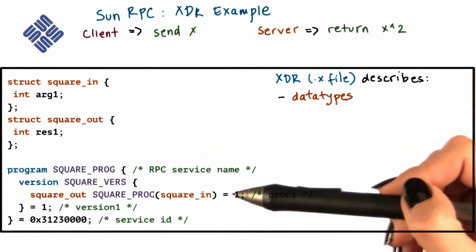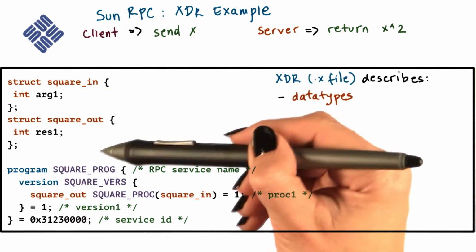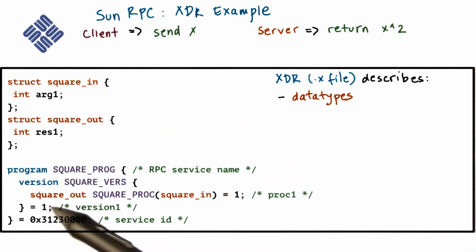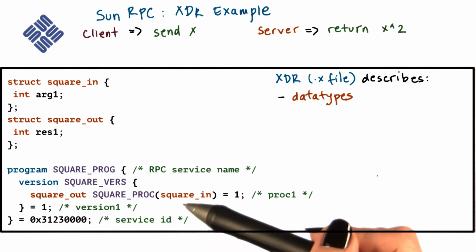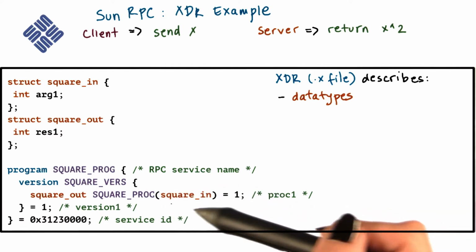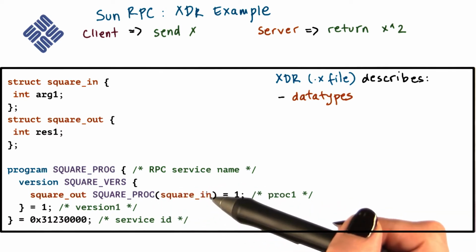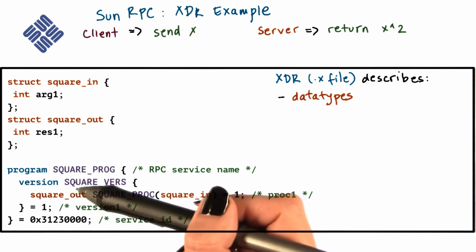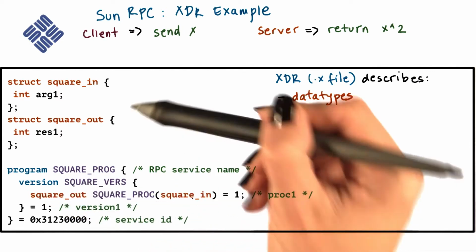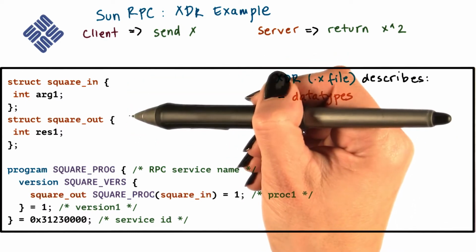In the .x file, the server specifies all the data types that are needed for the arguments or the results of the procedures that it supports. In this case, the server supports one procedure, square_proc, that has one argument of the type square_in, and returns a result of the type square_out. The data types square_in and square_out are both defined in the .x file.